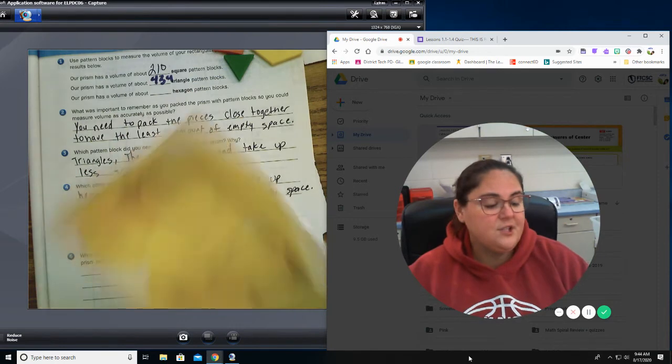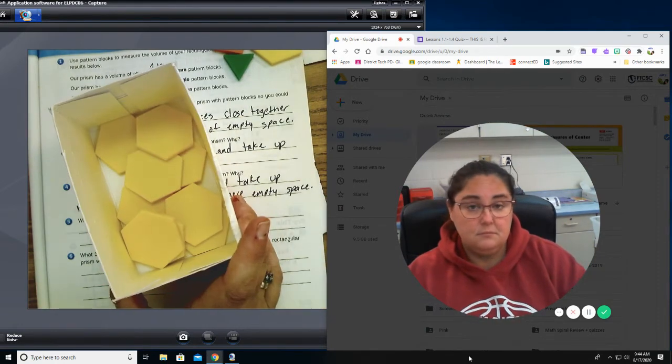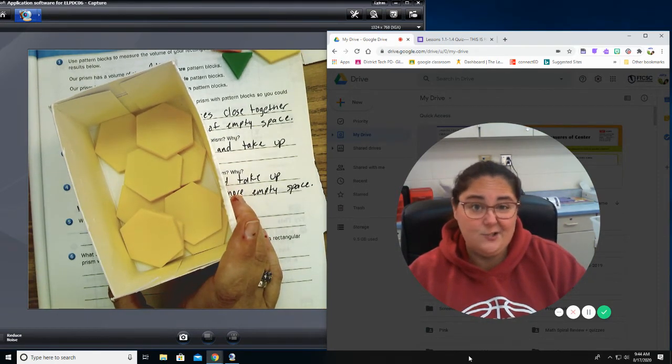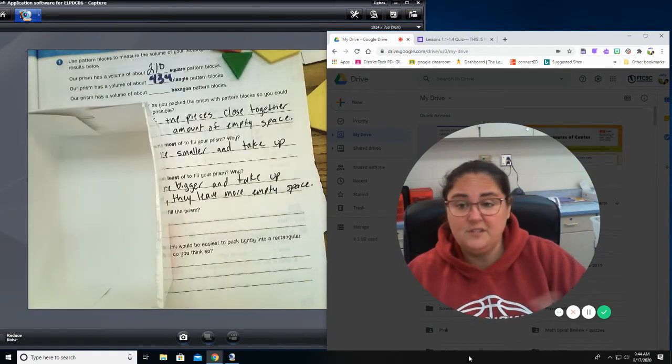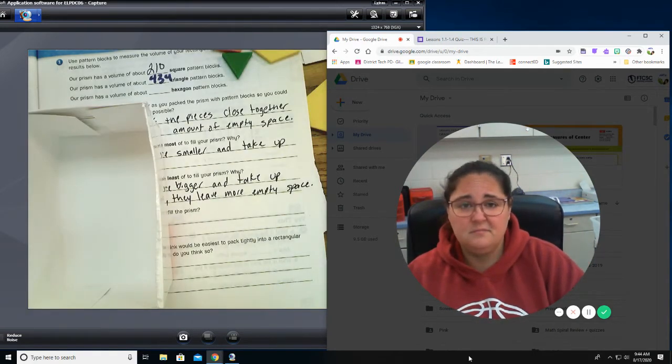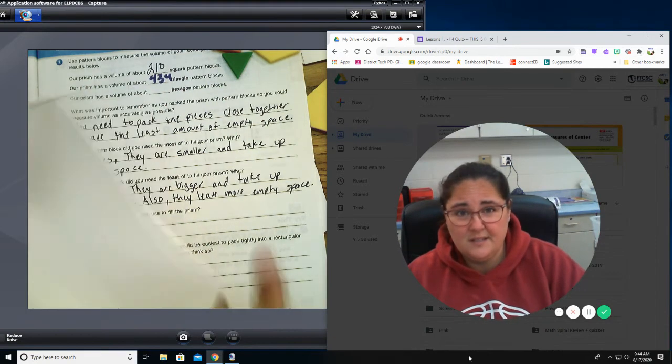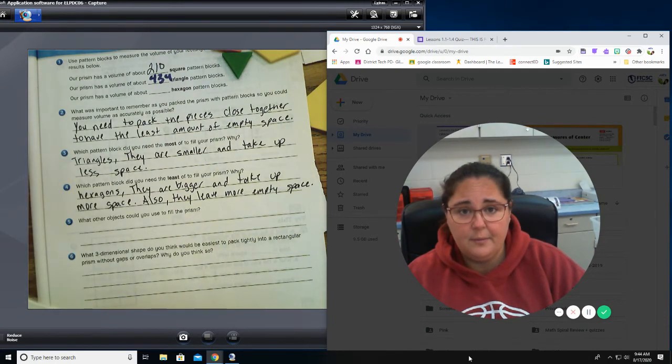Now, what else could I use to fill this up? I mean, I used something in the lesson yesterday. I used bubble gum. Talked about sand. Could I use sand? Could I use marbles? Could I use water? It doesn't matter what you use, as long as it's smaller than a container, you can use it to fill it up.